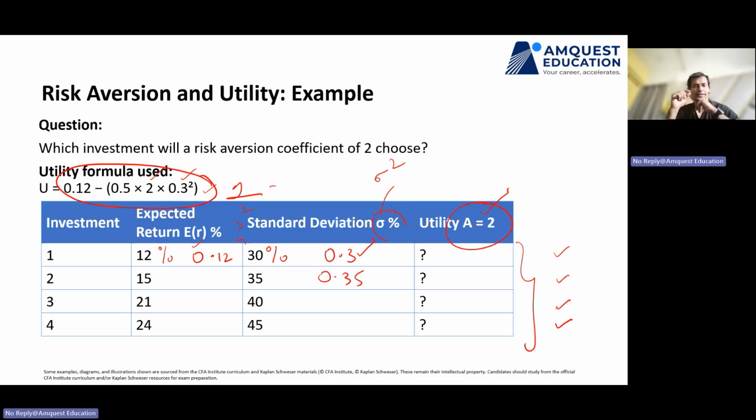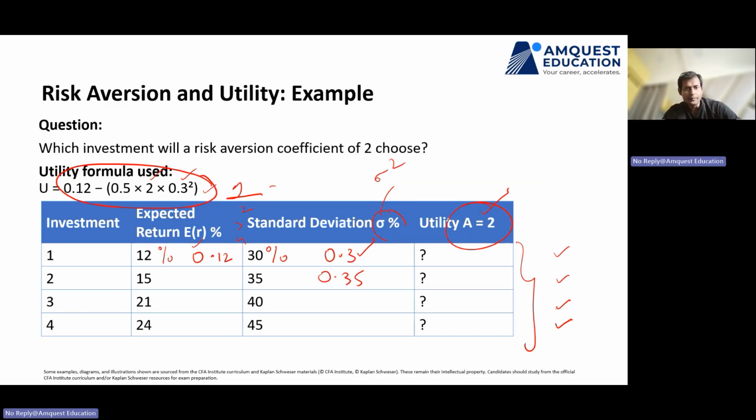Okay, so see this, first one will be 0.12 minus, you have to do 0.5 into 2, which is 1, 1 into 0.3 square, which is 0.09. Correct, yeah. Solve it, guys. So first answer, utility is 0.03. Why? It is 0.12 minus 0.09. The second answer is 0.15 minus 0.5 into 2 into 0.35 square, hai na? What's the highest answer? 0.0275. Well done. Very good.